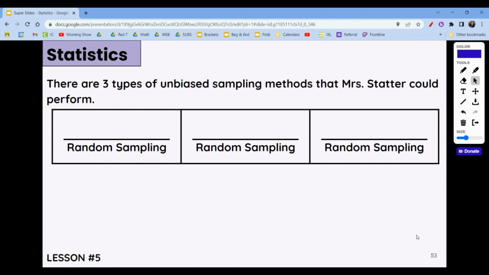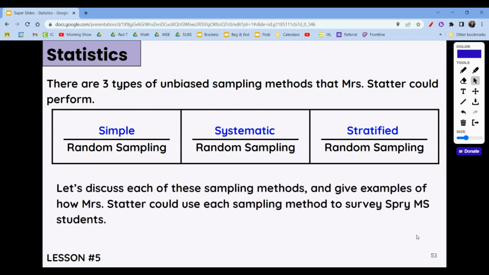There are 3 types of unbiased sampling methods that Mrs. Statter could perform. Simple random sampling, systematic random sampling, and lastly, stratified random sampling. Take a second and make sure you write down each of these words. Let's discuss each of these sampling methods and give examples of how Mrs. Statter could use each sampling method to survey Spry Middle School students.